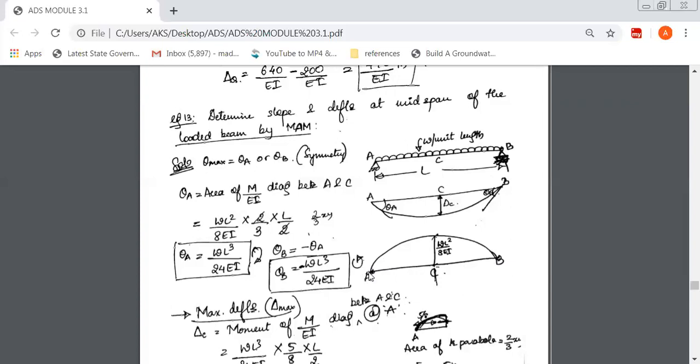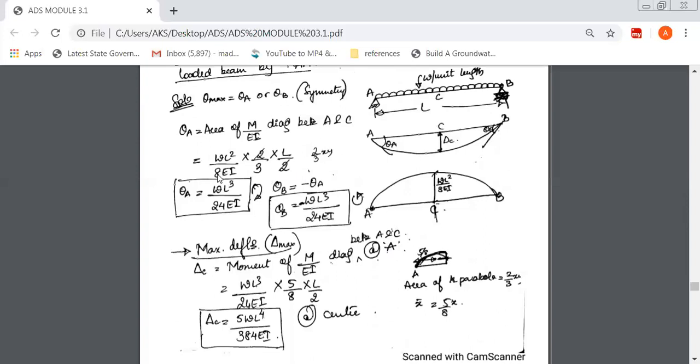Okay, so as usual, let's start. The area of this parabola is 2/3, because it is curved like this. So it is 2/3 of X and Y. X is L by 2, Y is WL square over 8 EI. When you solve this, you get theta A as WL cube by 24 EI. And the answer is positive, so that means it is a clockwise rotation.